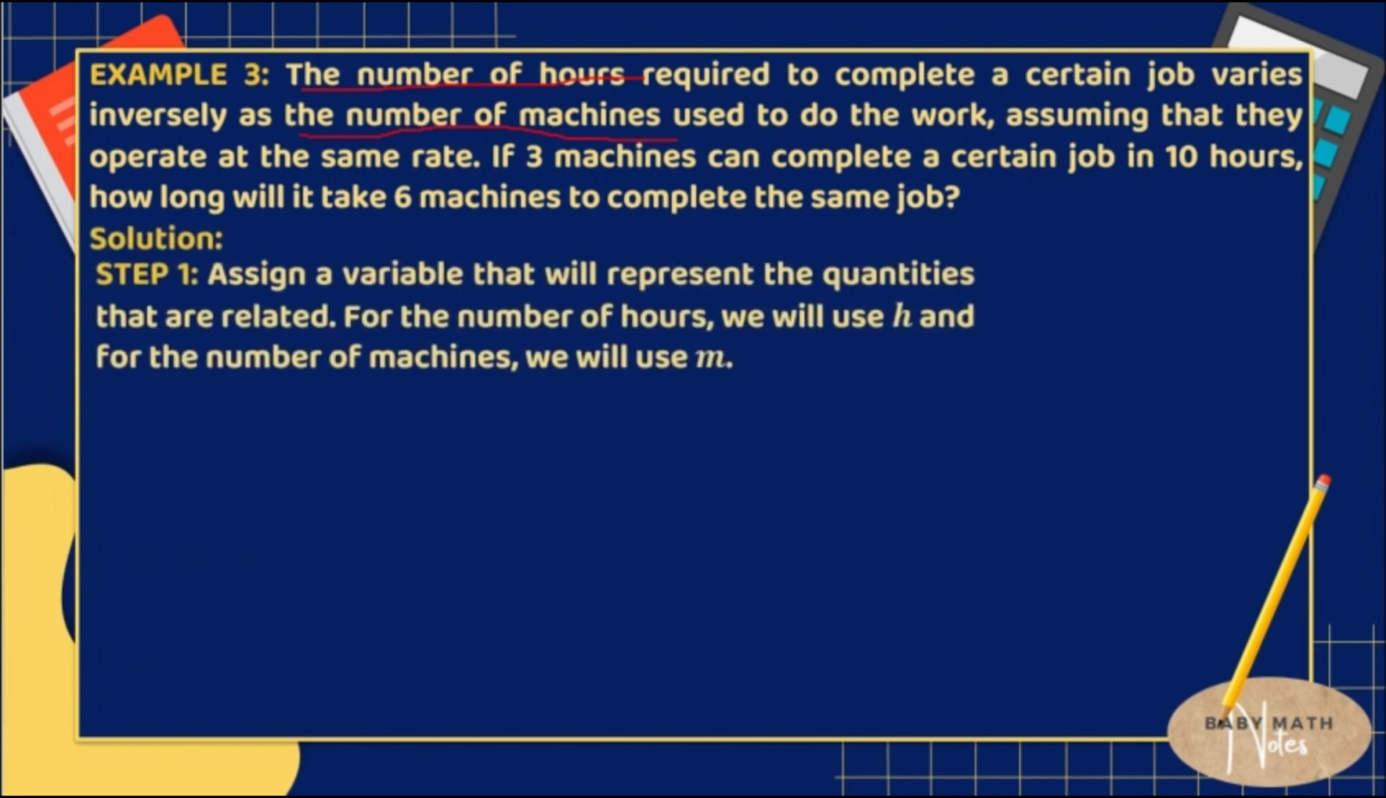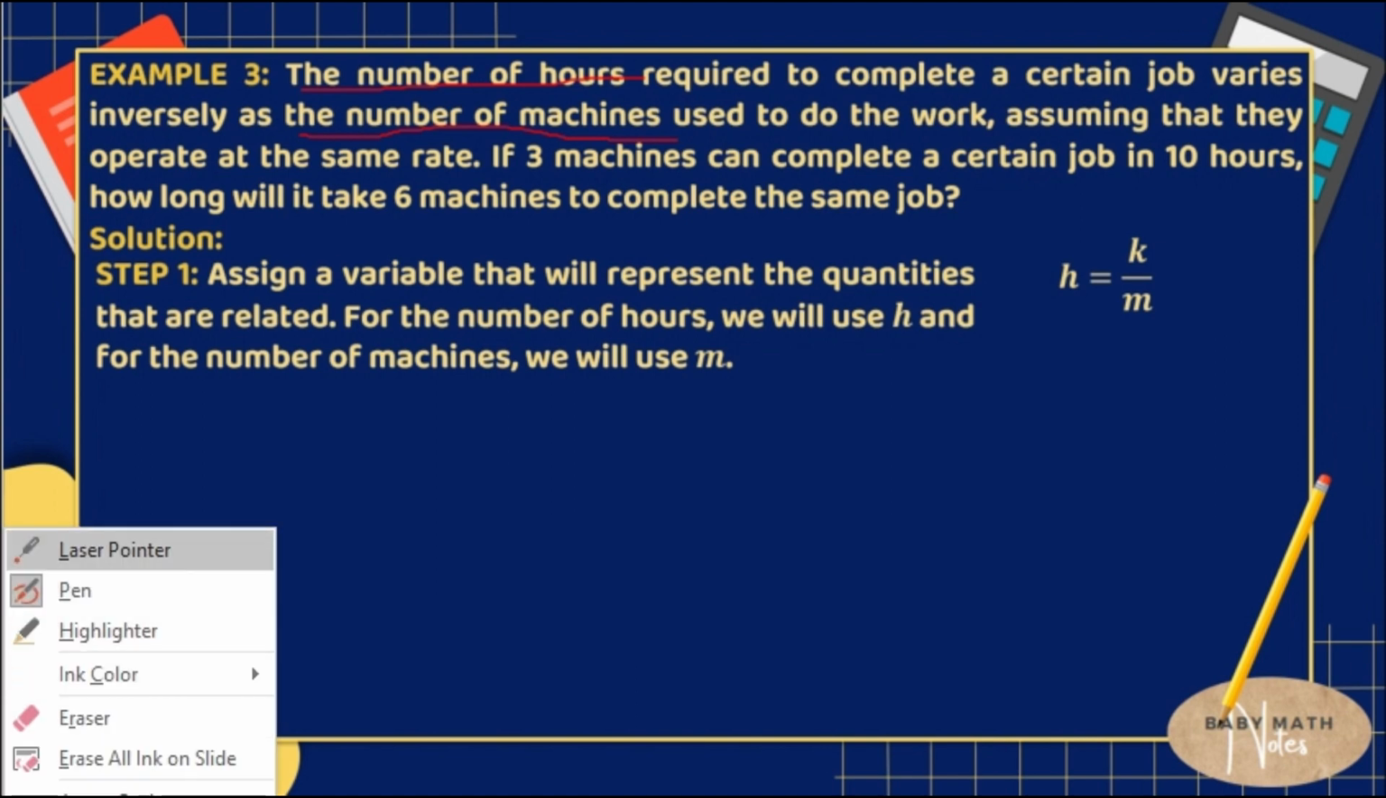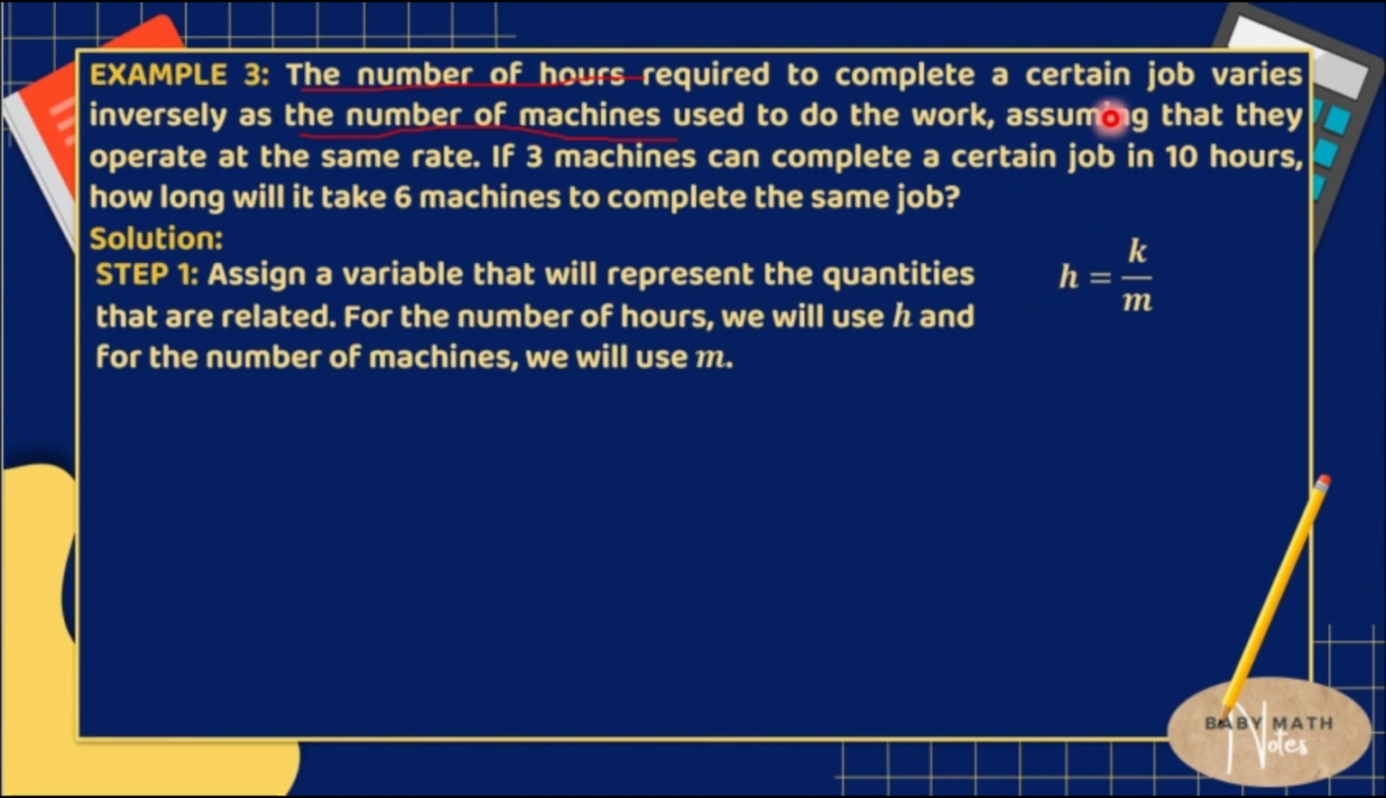Step number 1, assign a variable that will represent the quantities that are related. For the number of hours, we will use H, and for the number of machines, we will use M. So that is the mathematical equation of the given problem. Since ang first quantity na binanggit niya is yung number of hours, therefore, ilalagay natin yung H natin sa left side. And then, sabi dito, varies inversely as the number of machines. So, meaning, yung letter M natin, which is the number of machines, ilalagay natin dito sa denominator.